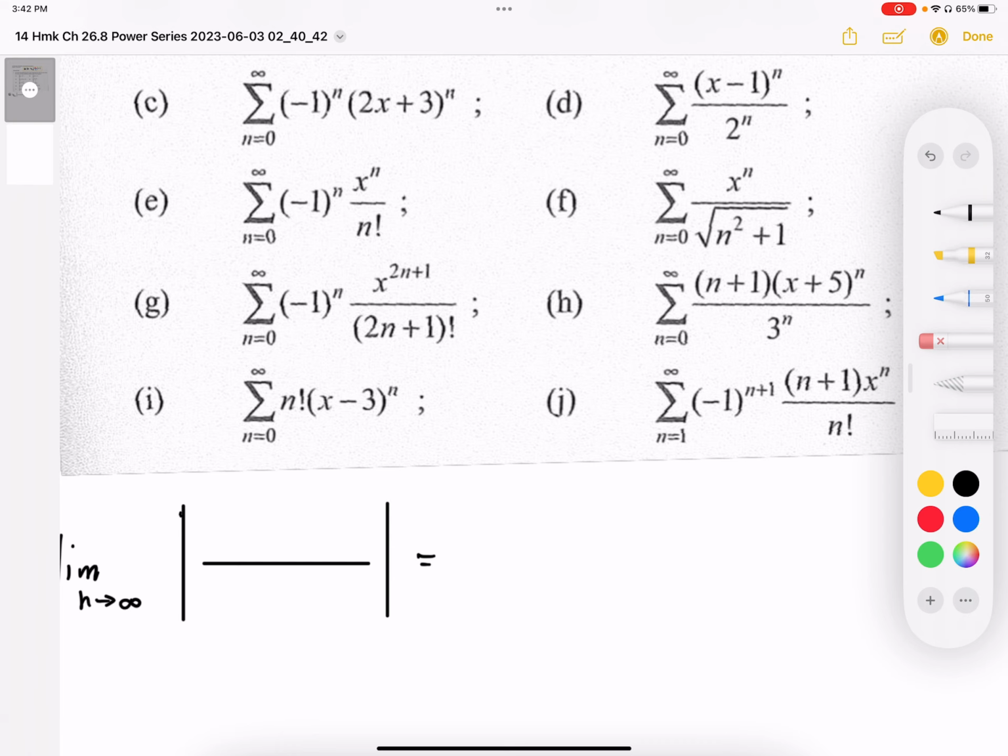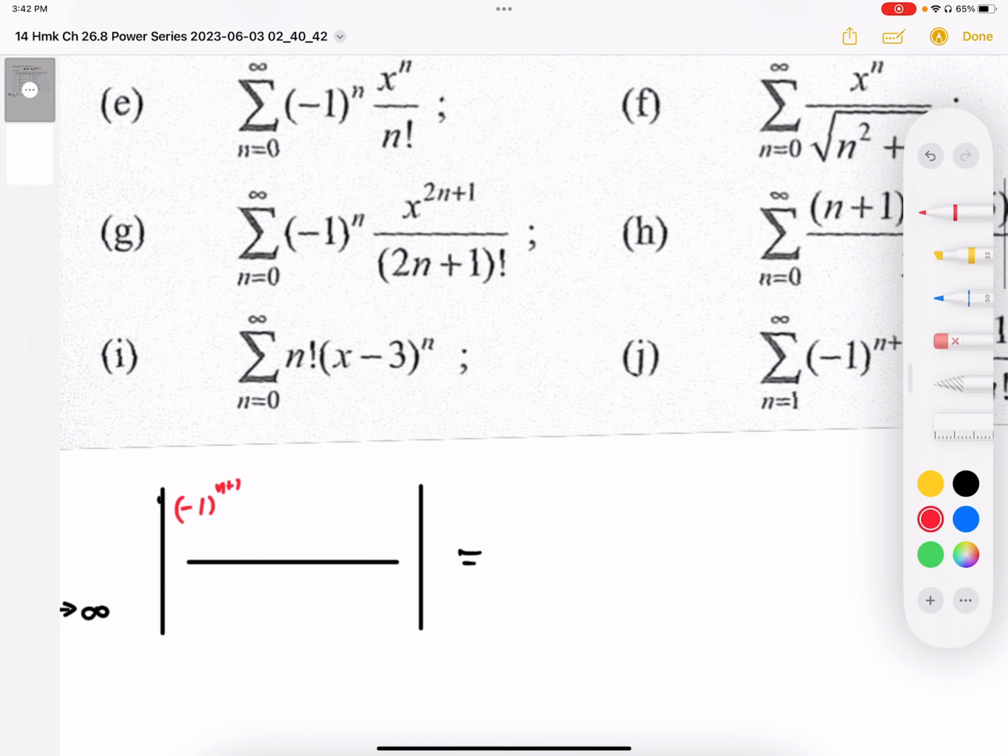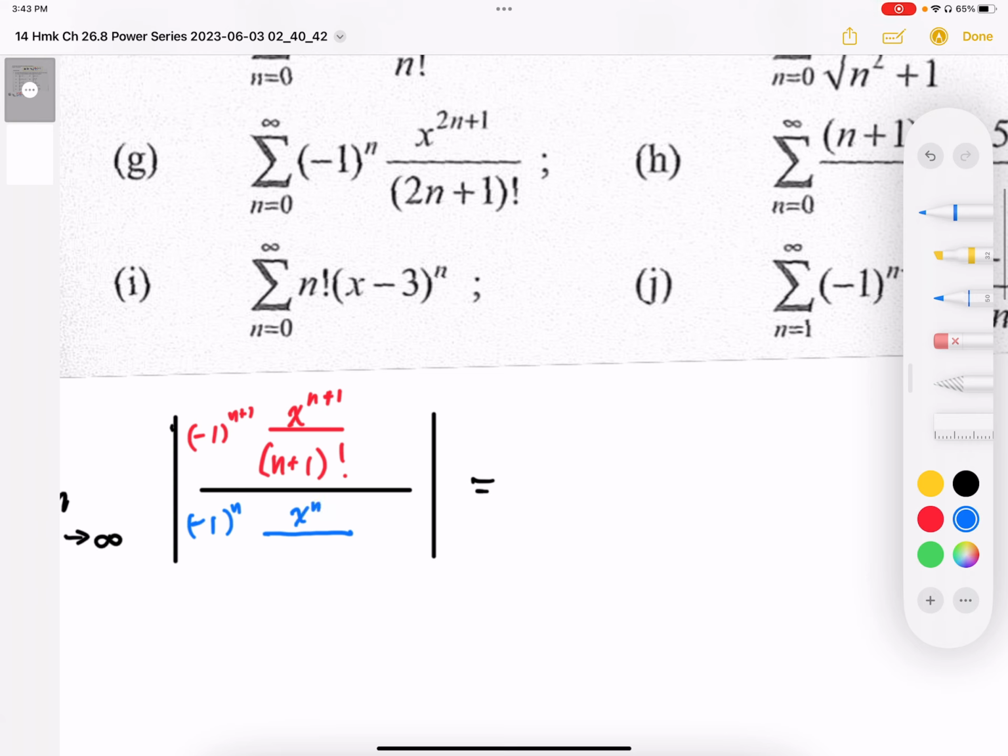So we end up with (-1)^(n+1) x^(n+1) over (n+1) factorial. Okay, in the denominator, we're going to end up with (-1)^n, and we'll have x^n over n factorial.